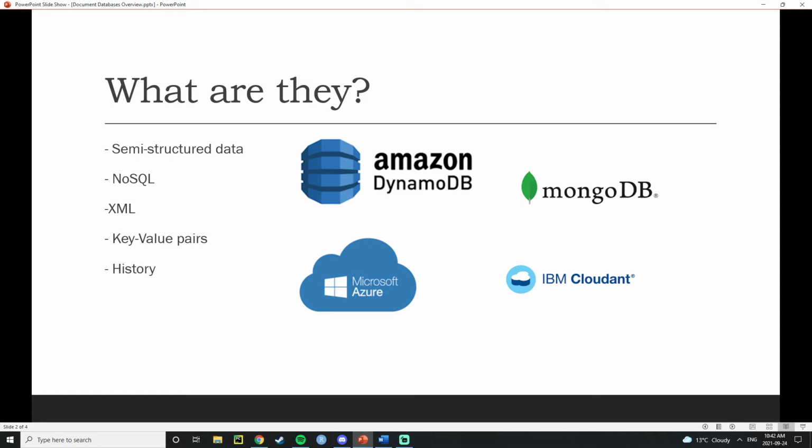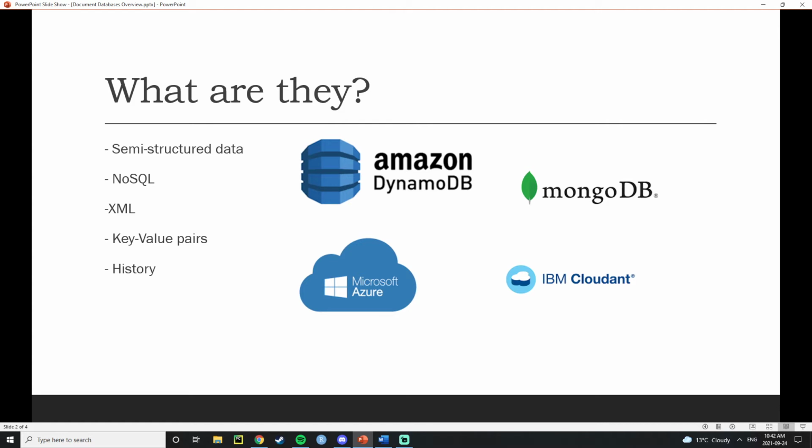Some examples of NoSQL databases, I'm pretty sure they're NoSQL, but they obviously have document database capabilities, are Amazon DynamoDB, Microsoft Azure, MongoDB, and IBM Cloud. And XML databases are a very specific example or subclass of document databases that are optimized to work with XML documents. I'll go into that on the next slide.